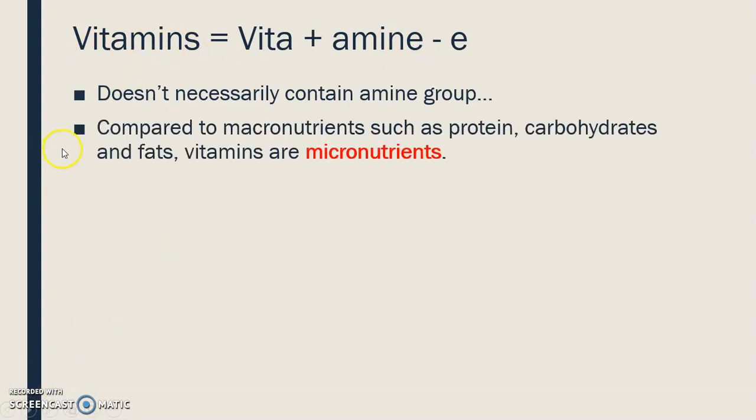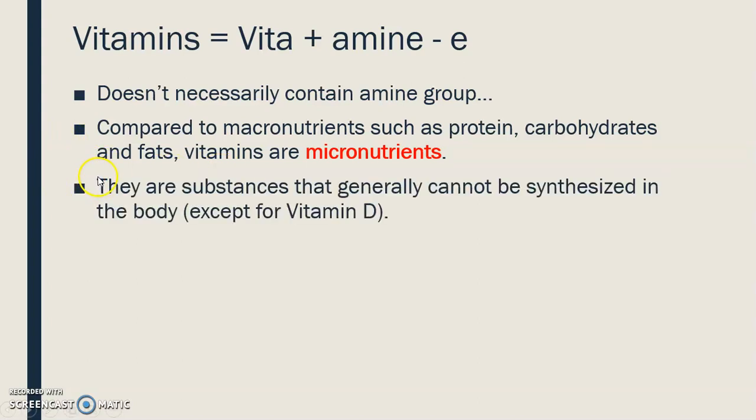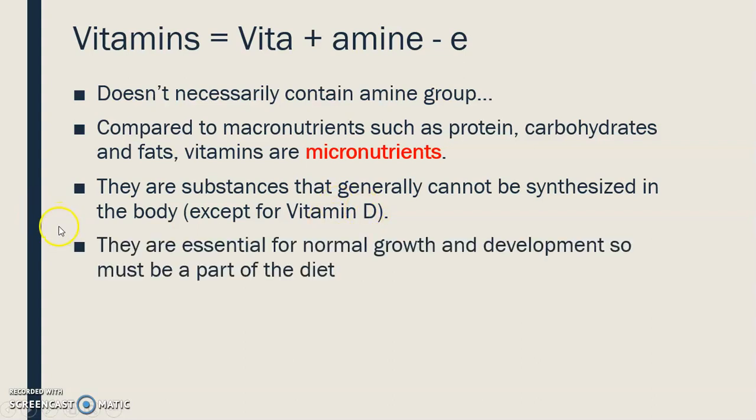Compared to macronutrients such as protein, carbohydrates or fats, vitamins are micronutrients. It means our body only needs a small amount of them, but they're quite important. They are substances that generally cannot be synthesized by the body, except for vitamin D, which is in a gray area, because not everybody can synthesize vitamin D efficiently. So sometimes we still have to obtain it through diet. They are essential for normal growth and development, so they must be a part of the diet. They exist in small quantity, but they're quite important.